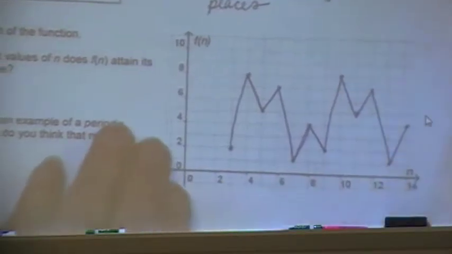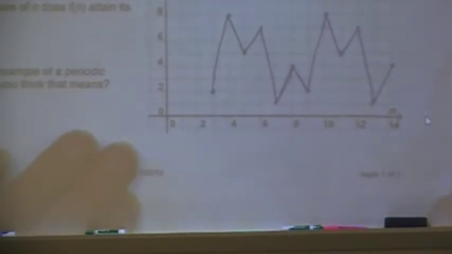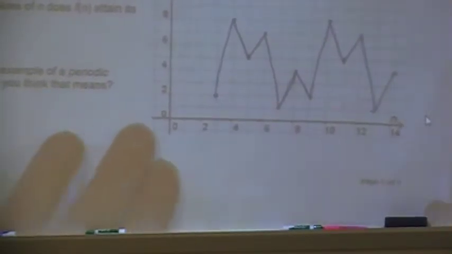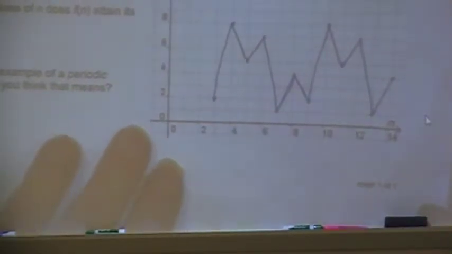Okay, so if I graph them, it looks kind of like that. Now it doesn't go all the way back to the y-axis, but I can make it go back to the y-axis. So I think I'll do that just because I can.